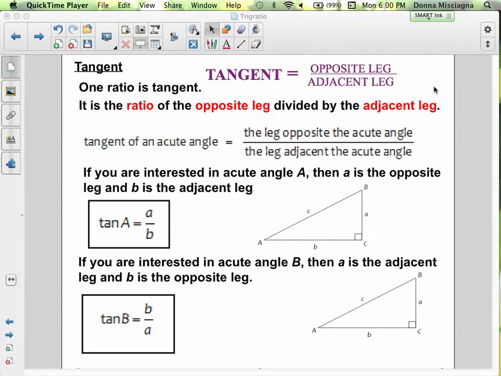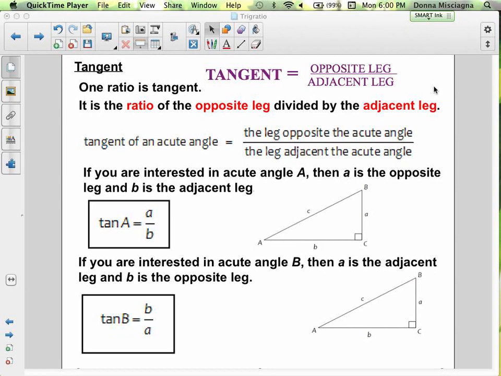Welcome. So the first trig ratio we're going to learn about is tangent. Tangent is the ratio of the opposite leg divided by the adjacent leg. And you have this in your notes, and it's already written in the sides that you use for tangent.